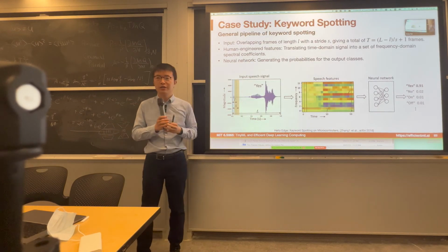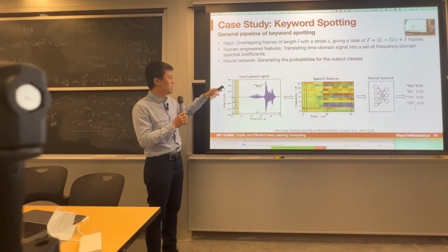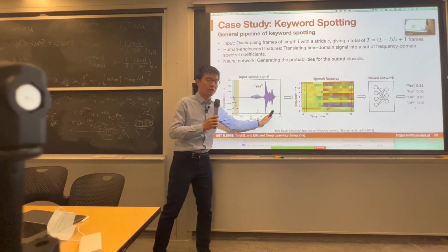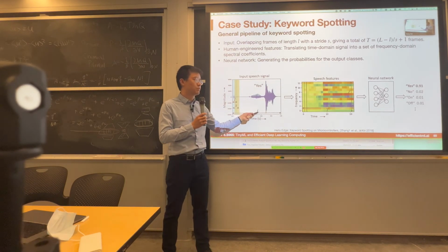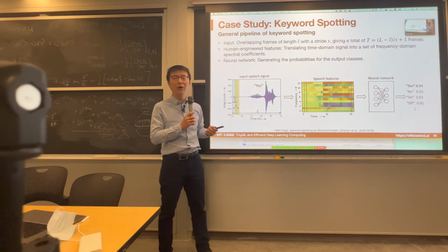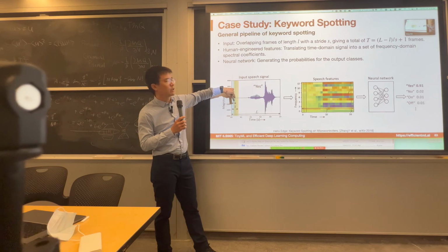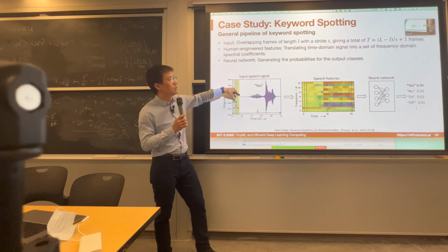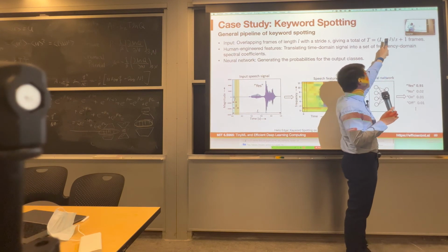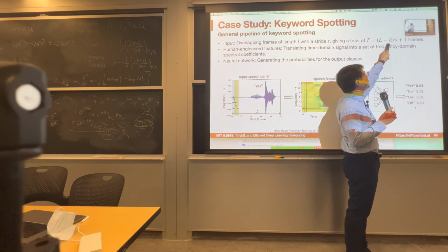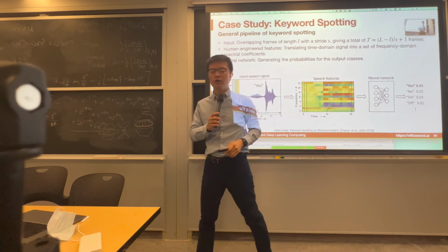The basic flow of processing the speech signal is this: say the speech command lasts a time t, and the total length is L, but we chop it into several small windows of length l, overlapping by stride s. So altogether we have this number of frames: big L subtracted by small l, divided by s, plus 1. This many frames.